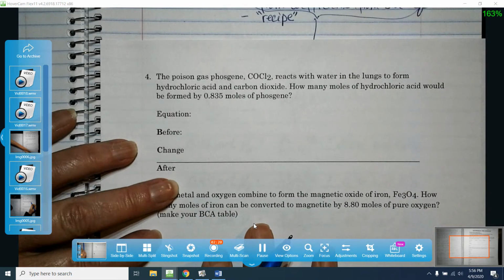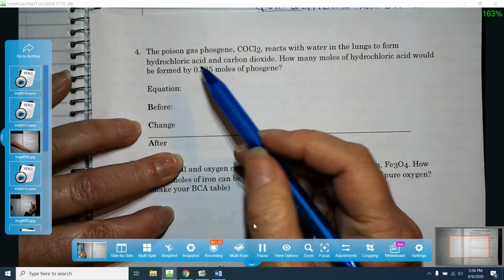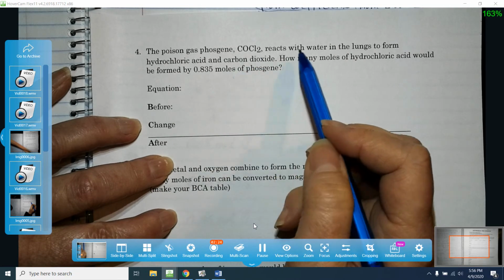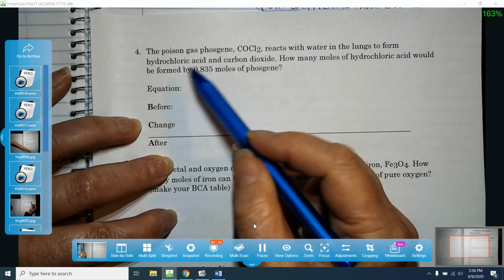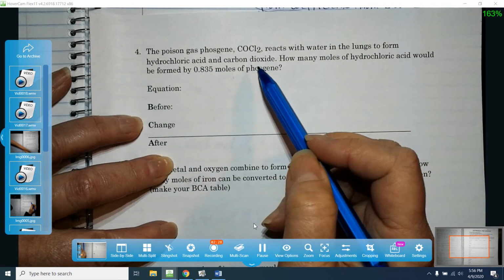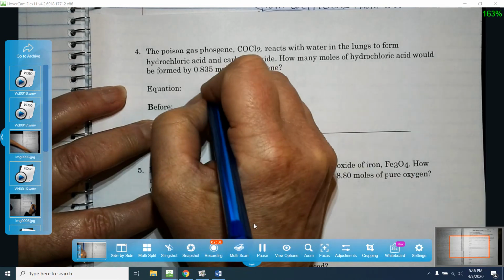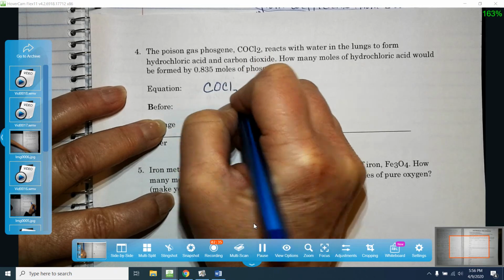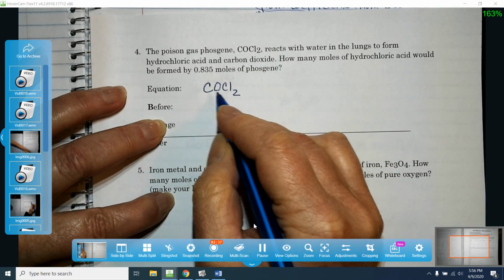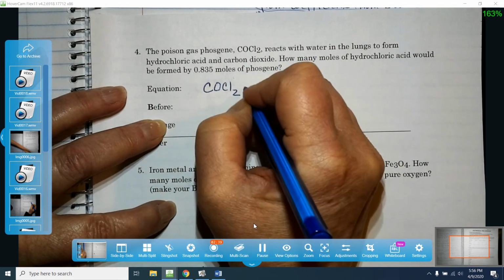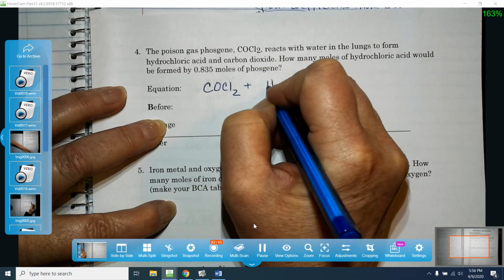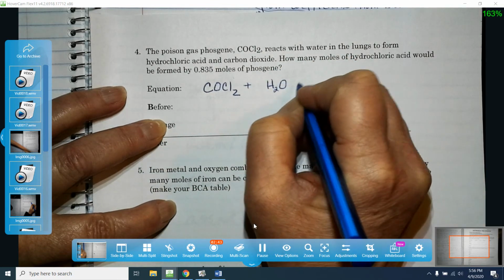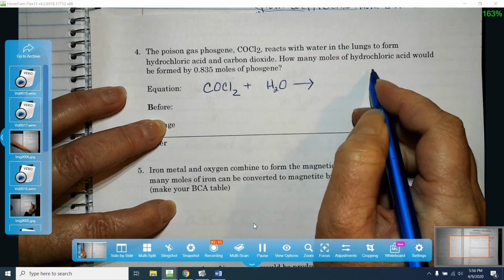Okay, number 4. Poison gas phosgene reacts with water in the lungs to form hydrochloric acid and carbon dioxide. So this is a reactant. Carbon, oxygen, and 2 chlorines. And it reacts with water. To form, here's my arrow.